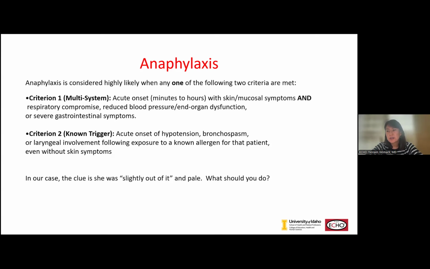But we all know that the opposite is not true. If you require epinephrine and you don't receive it timely, that is a problem. So that's the take-home from this. Next slide.